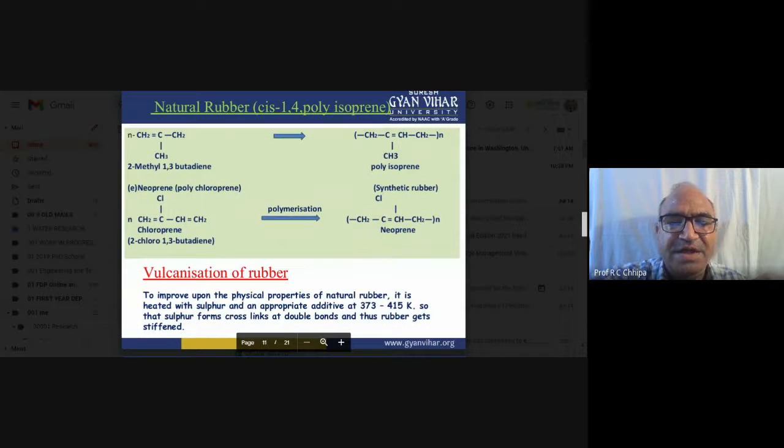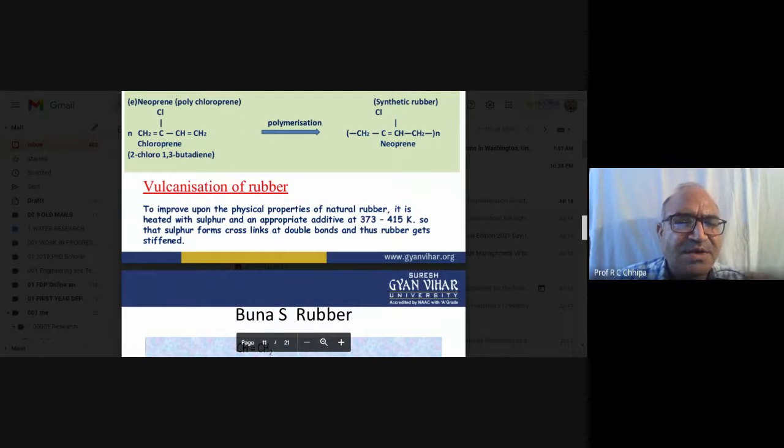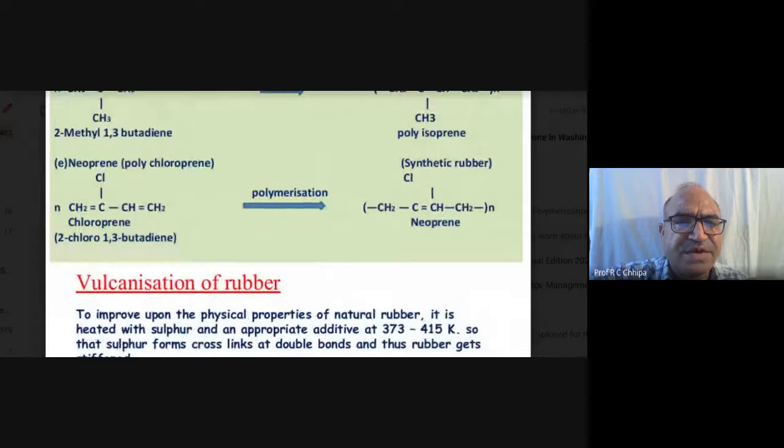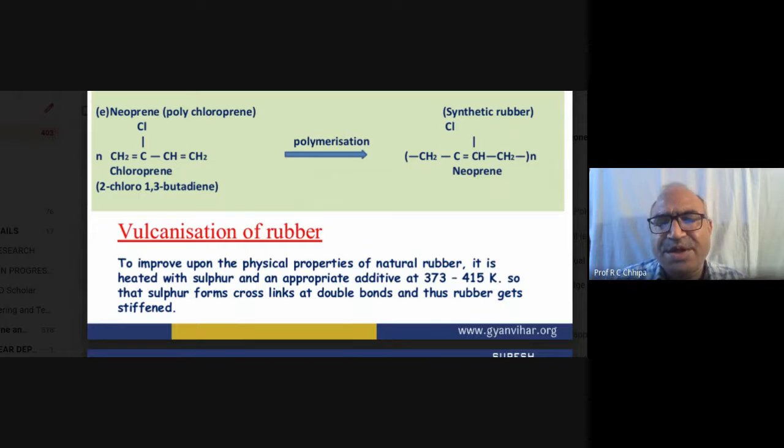Now this is one of the reactions we discussed earlier, and that is polymerization. Here we can get two different things. One is the natural polymer, polyisoprene, and here polyisoprene is formed. In another case, one more polymerization, and that is of 2-chloro-1,3-butadiene. This is one specific arrangement, and this is the neoprene rubber.